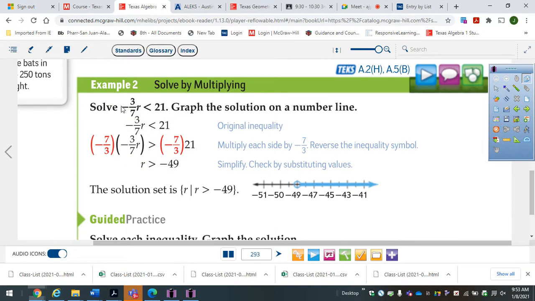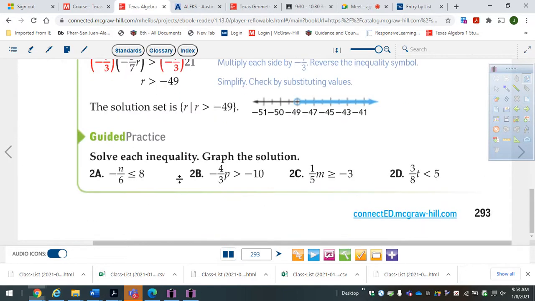Okay, the idea is, did I multiply or divide by a negative? Not if I got a negative answer. I don't care about the negative answer. I want to know, did I multiply or divide by a negative? If I did, then the inequality sign switches.